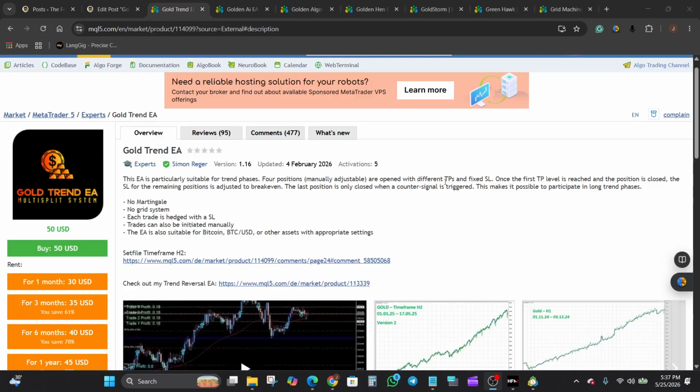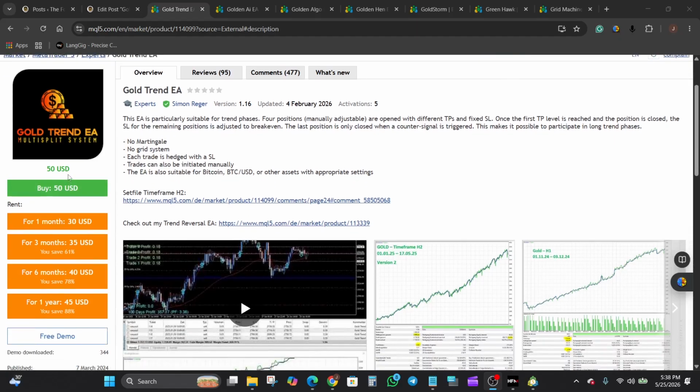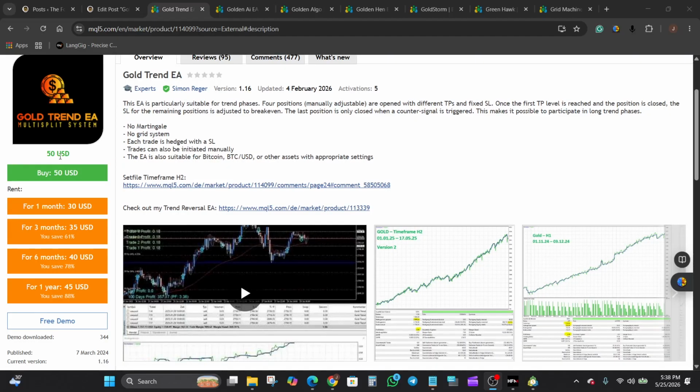Alright, so on my screen right now, I'm looking at the MQL5 Marketplace page for the Gold Trend EA. This is developed by Simon Reja and it is currently listed as an MT5 expert advisor. The EA is priced at $50 for a full purchase, and there are also rental options available depending on how long you want to test it.